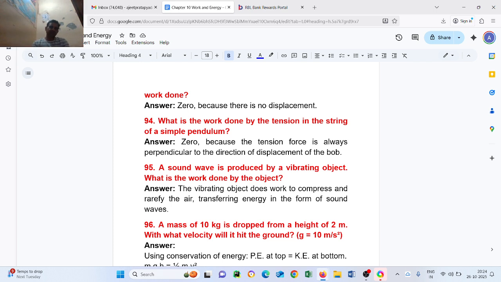Question number 95. A sound wave is produced by a vibrating object. What is the work done by the object? The vibrating object does work to compress and release the air, transferring energy in the form of sound waves.